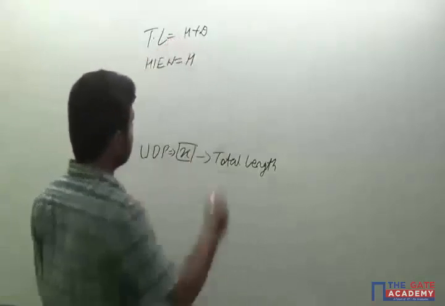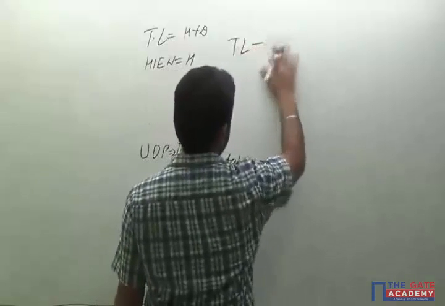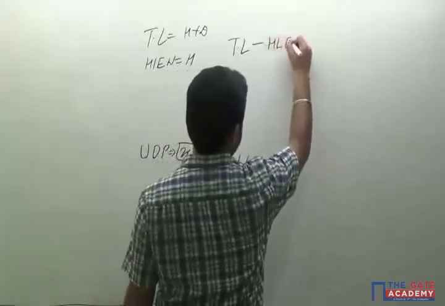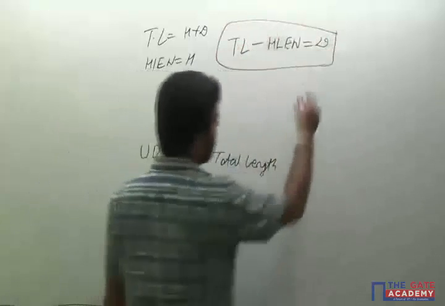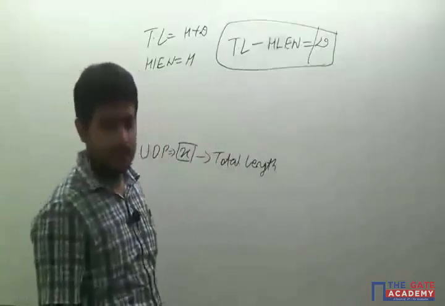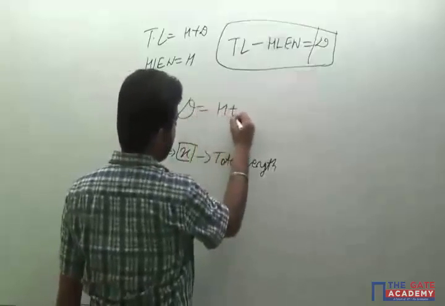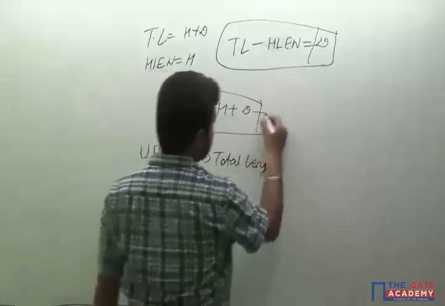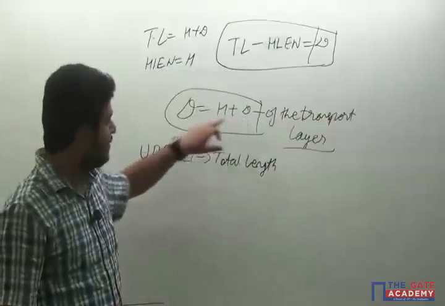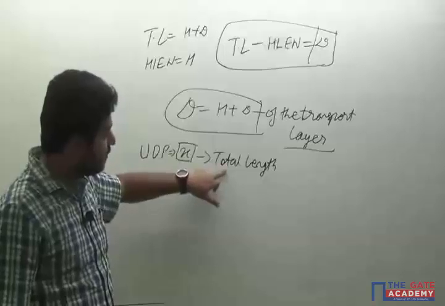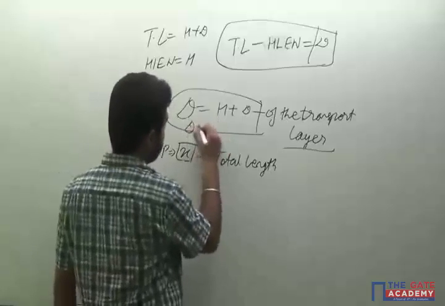So if you subtract TL minus HLEN, it will give you the data part. This data is nothing but the header plus data of the transport layer. So in this case, this data is nothing but the total length value, which is X. So D is equal to X over here. D equals X.